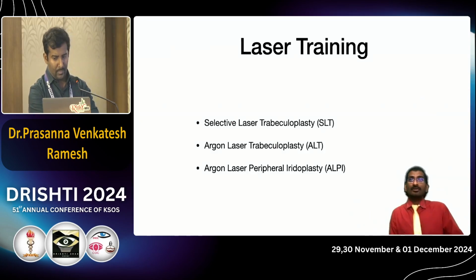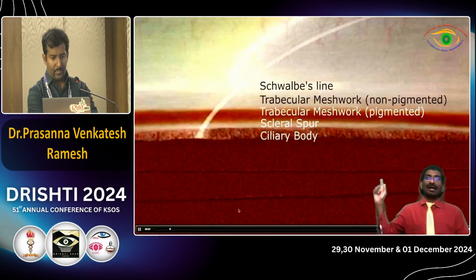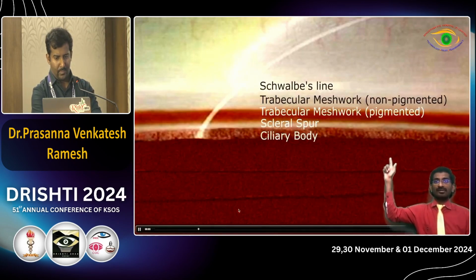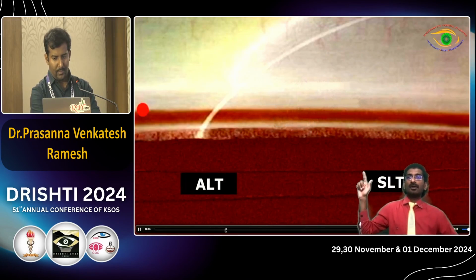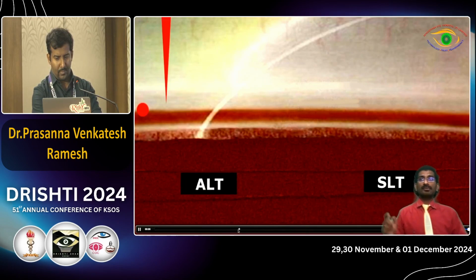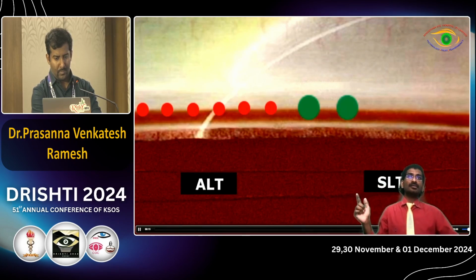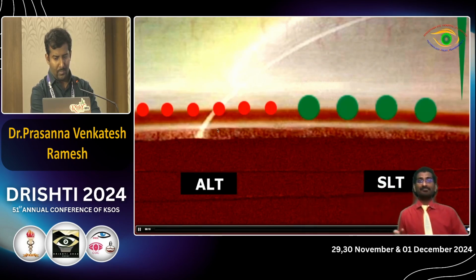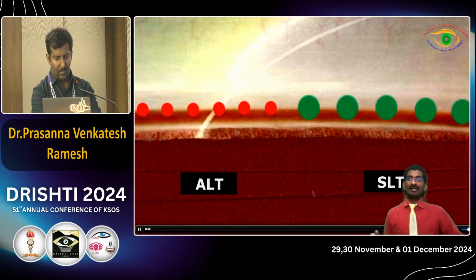Moving into laser training, I first show them the anatomy. You see the anatomy of all the 5 structures in the angle, then I show them how the ALT spot is done. It is placed between the pigmented trabecular meshwork and the non-pigmented trabecular meshwork. And in SLT, what can you see? The spot size in SLT is much bigger than the spot size in ALT.